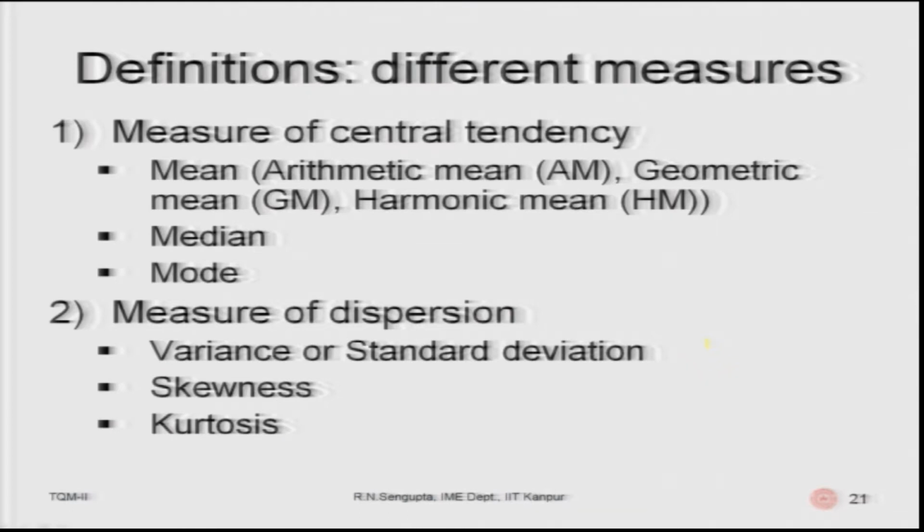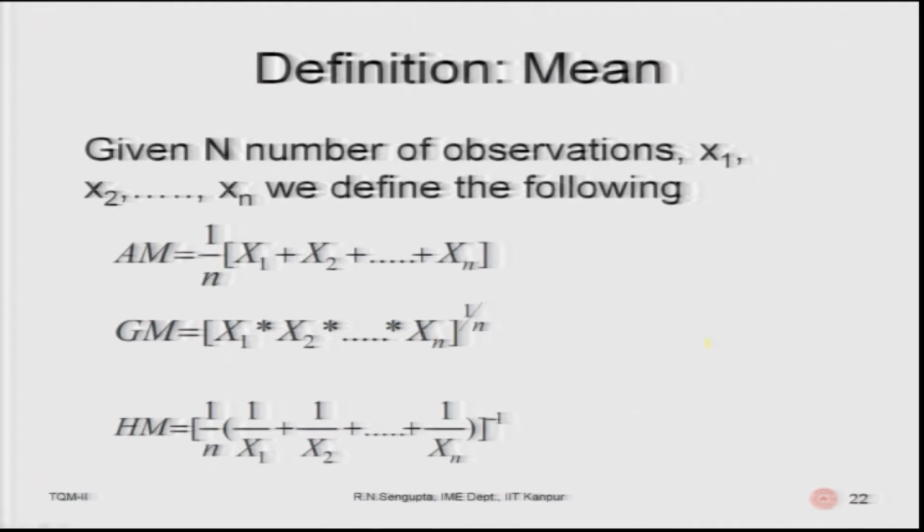Now we will consider definitions of different measures. Measures of central tendency are the mean, which is the arithmetic mean, geometric mean, harmonic mean, and then the median and the mode. Measures of dispersion would be variance, standard deviation, skewness, kurtosis, and all these values. So, we will come to them as we proceed.